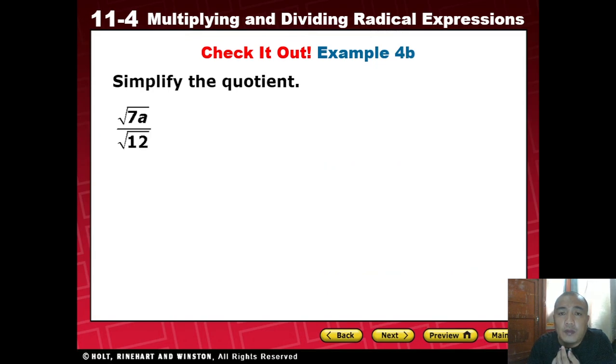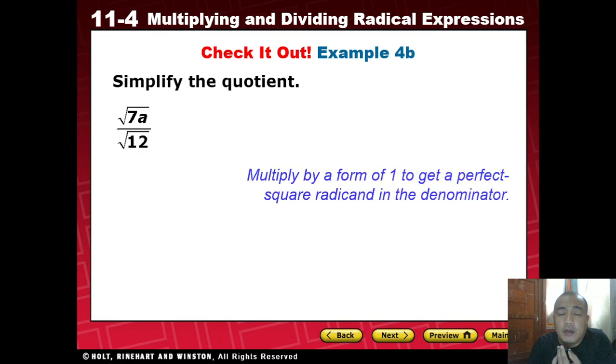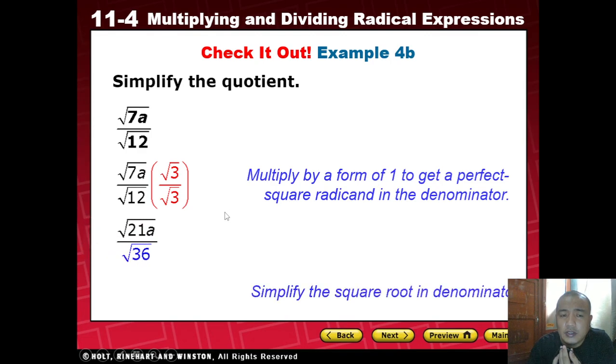What will we multiply to 12? Multiply by a form of 1 to get a perfect square radicand in the denominator. I think 3, to make it 36. Yes, square root of 3 over square root of 3, so that the denominator will become square root of 36. Square root of 36 is 6. By the product property of radicals, you multiply the radicands here. 7a times 3 is 21a. Square root of 21a over square root of 36, or square root of 21a over 6 is the answer, or the simplification of the quotient.